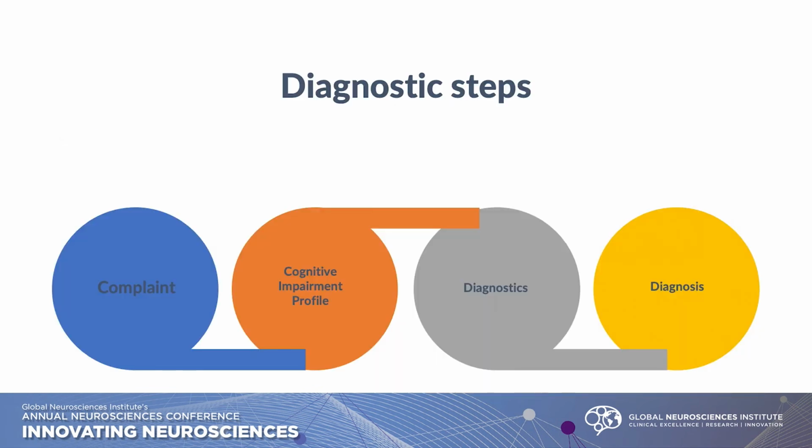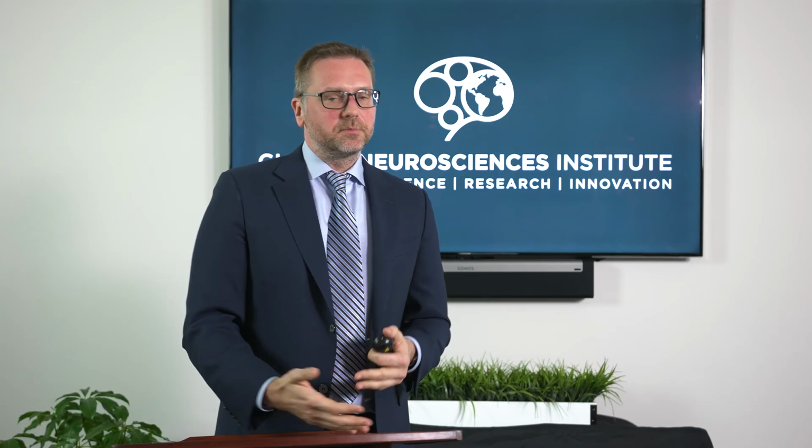Again, just to summarize, that's how we came here. We start with a complaint, but the complaint is something that actually puts you on the right pathway. When you understand the real complaint, the problem, then you get into the cognitive impairment profile, then you'll be able to choose the appropriate diagnostics, which will lead you to the correct diagnosis. And that will be all.